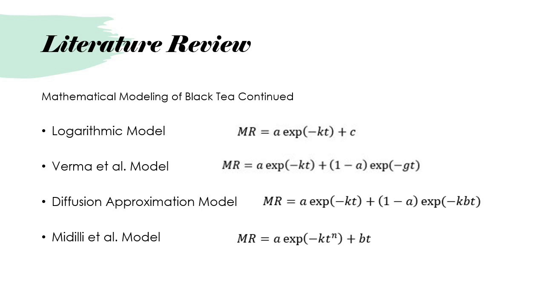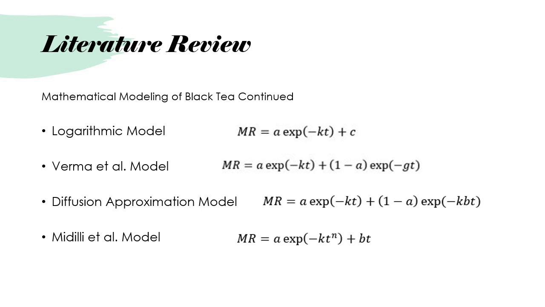The Verma et al. model. This model, applied for rice, is a modification of the two-term exponential model by adding an empirical constant. Now, the diffusion approximation model. By rearranging the Verma et al. model to separate the drying constant K from G, a new model is obtained with the expression of moisture ratio, and this equation is the diffusion approximation model.